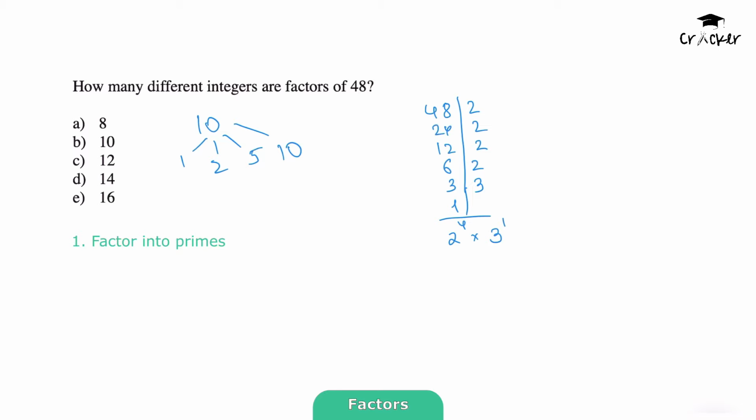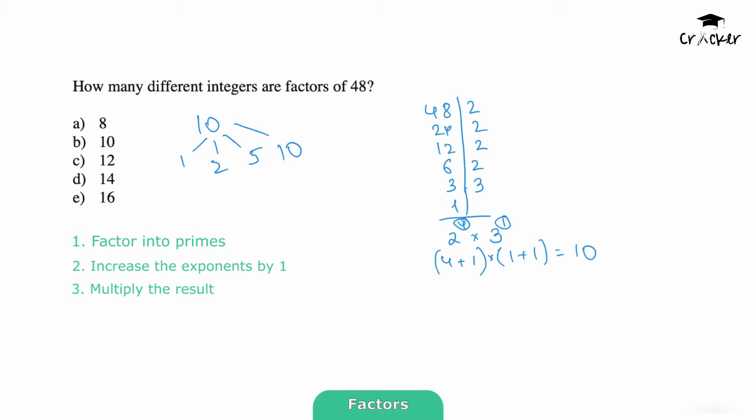Instead of listing them one by one, which is time-consuming, we use a shortcut. We take the exponents of each prime factor, add 1 to each, then multiply the results. For 2 raised to the power of 4, the exponent is 4, so we add 1, giving us 5. For 3 to the power of 1, the exponent is 1, so we add 1, giving us 2. Now multiplying these together, 5 times 2 equals 10. That means 48 has exactly 10 different factors.